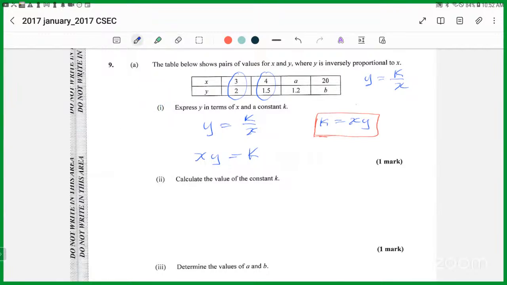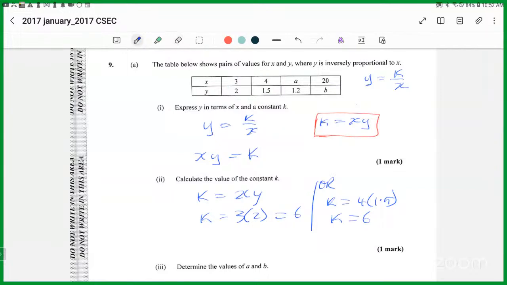Then we take it, the k is the product of x and y, so calculate the value of k. The k is equal to xy. So the k is equal to 3 times 2, which is 6. Or you could use the other known pair: the k is equal to 4 times 1.5. K is equal to 6. So it means that the product of these values will be 6, and this product will be 6. The product is always 6. That's what it means.